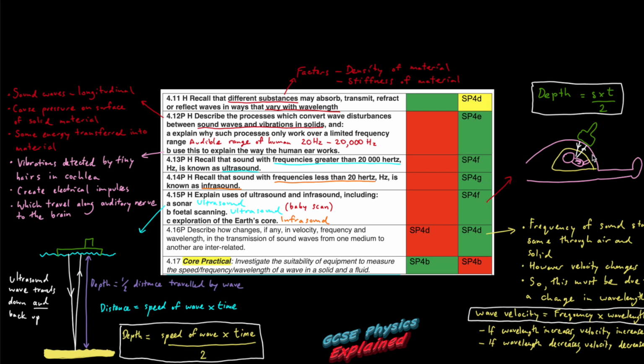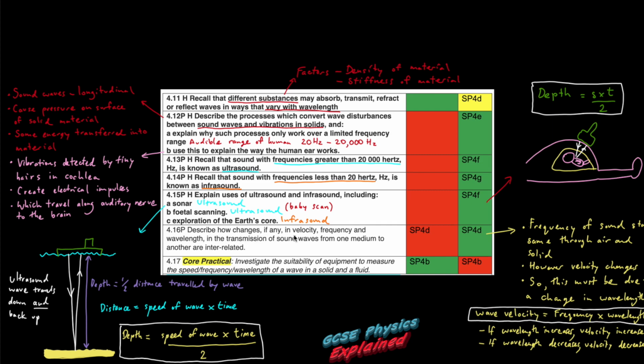How do we use ultrasound for baby scans? Well, it's exactly the same thing. Send a pulse of sonar in and it reflects off the baby and comes back. We get the depth by doing speed times by time divided by 2, and then there'd be an image built up on a computer screen, depending on the depth.